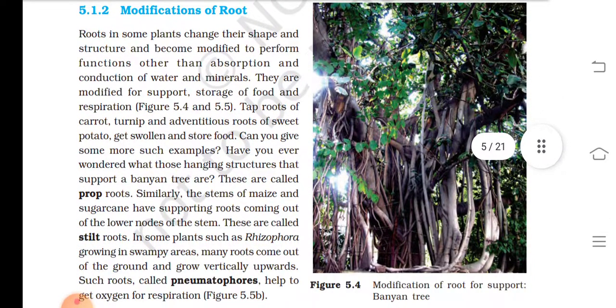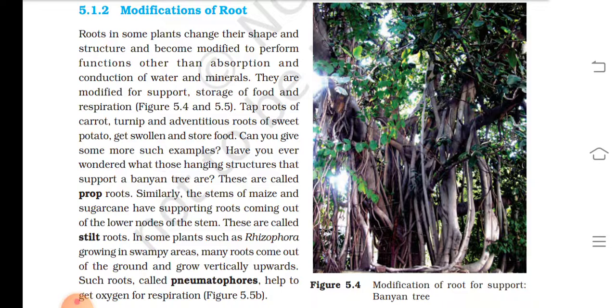5.1.2 Modification of the root. Roots in some plants change their shape and structure and become modified to perform functions other than absorption and conduction of water and minerals. They are modified for support, storage of food and respiration, that is given in figures 5.4 and 5.5.